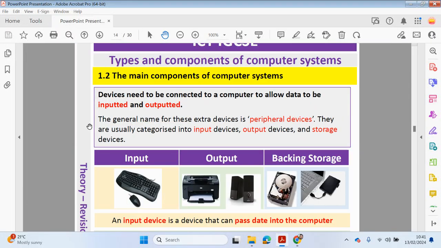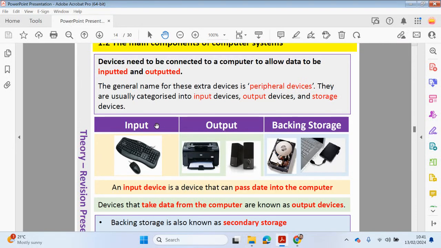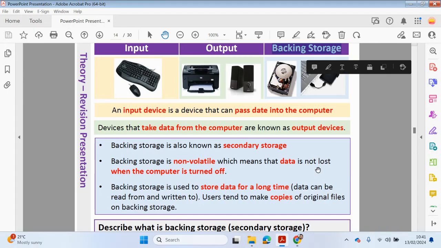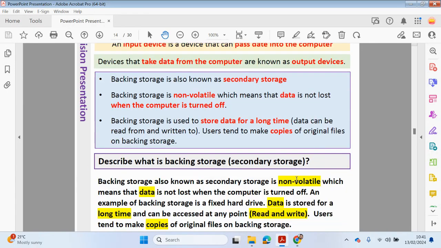And we'll have a look at input and output devices again. So devices need to be connected to a computer to allow data to be inputted and outputted. Okay, so we looked at keyboard devices, mouse. We looked at printers and speakers to output data. Backing storage is your storage device. So an input device is a device that can pass data into a computer, and devices that take data from the computer are also known as output devices. But let's look at what is backing storage.